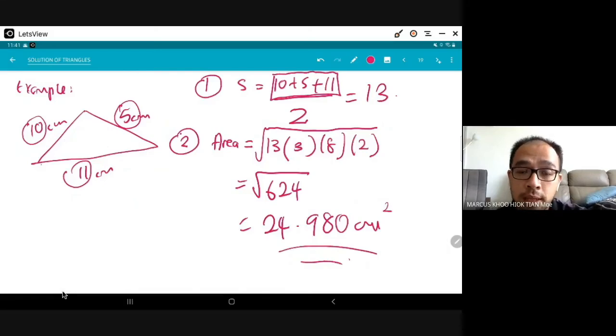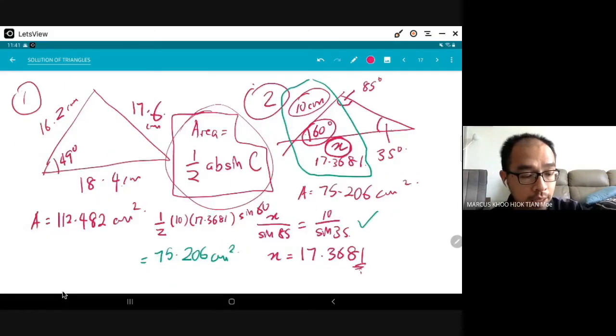I can use the sine rule, I can use the cos rule to find one of the angles, and then after that, but it's so long. Look at this method. This method is so short. Just use Heron's formula. It's so much easier. But of course you have to remember the situation.